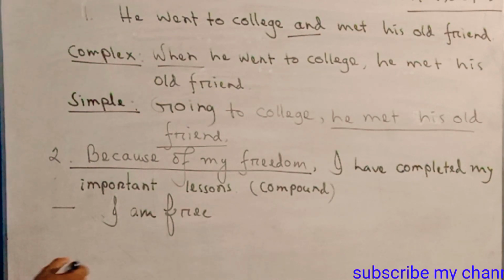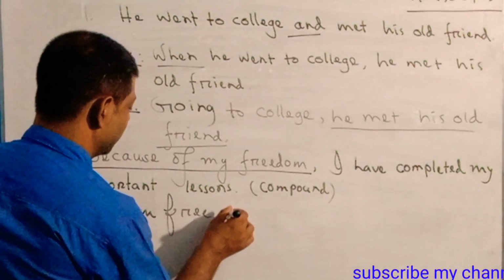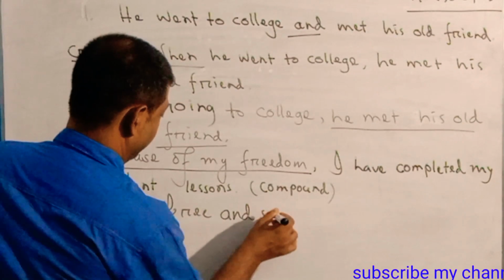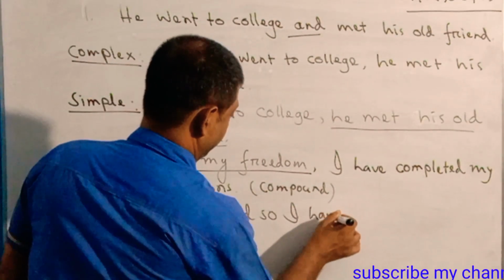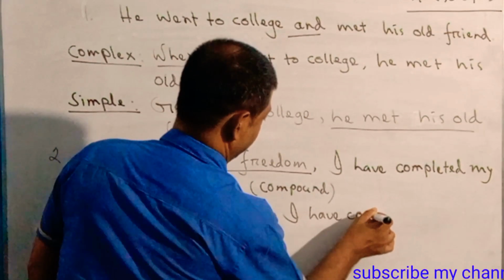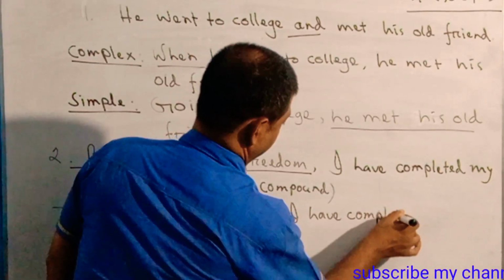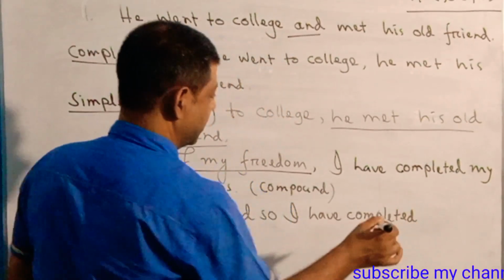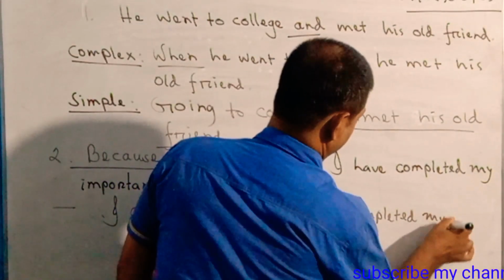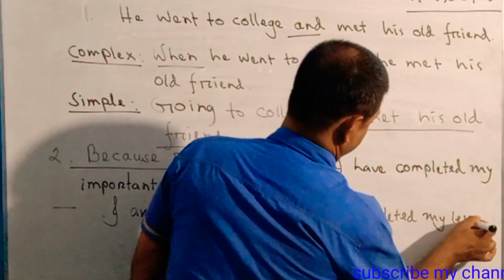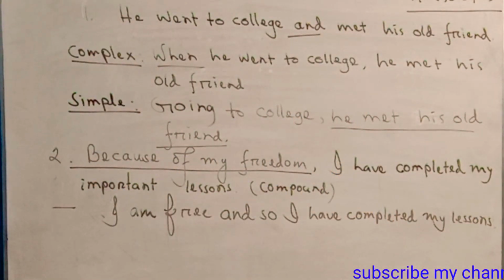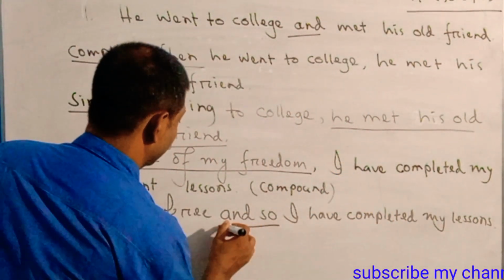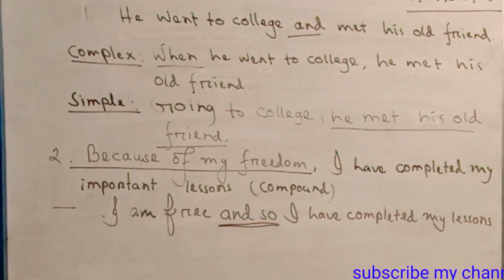I am free, and so I have completed my lessons. Here, "and so" is a coordinating conjunction of compound.